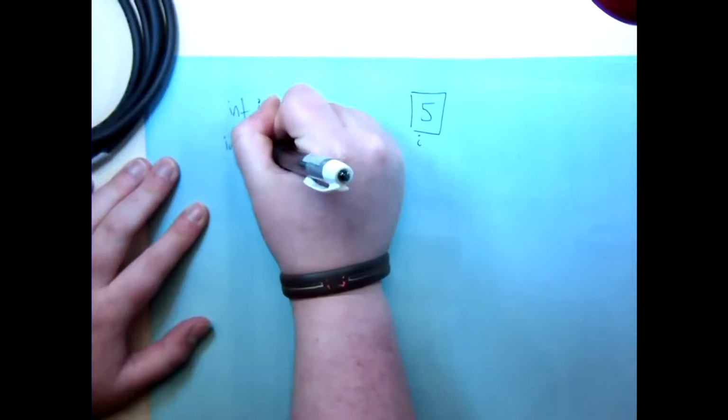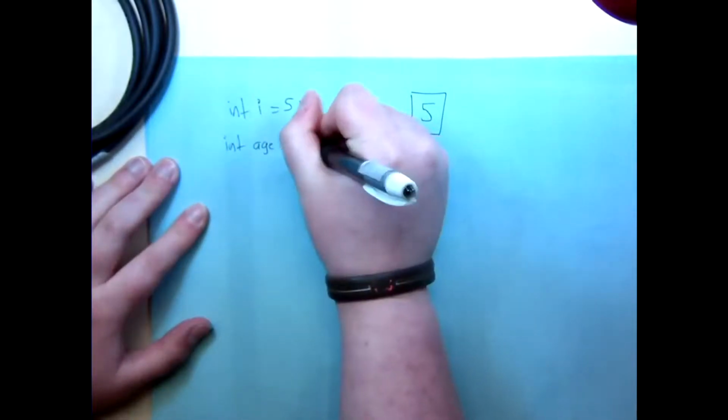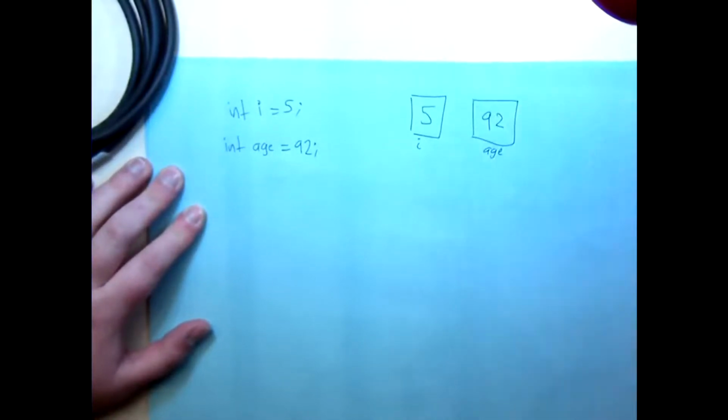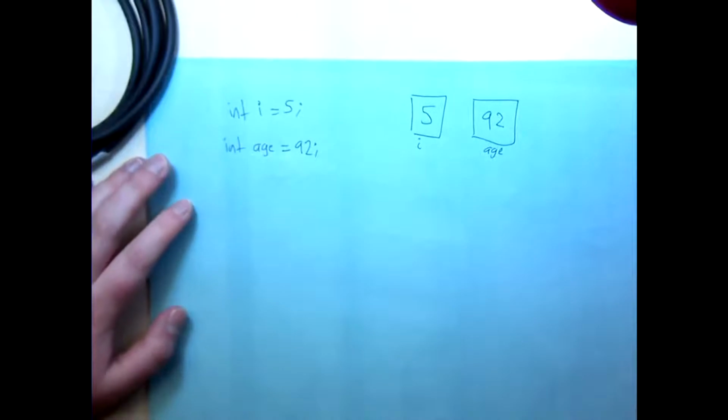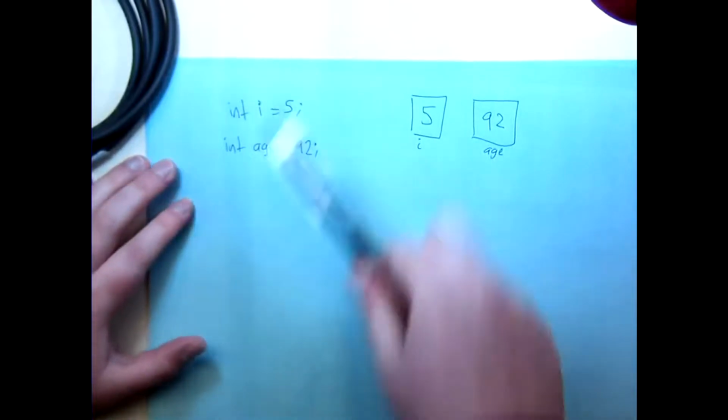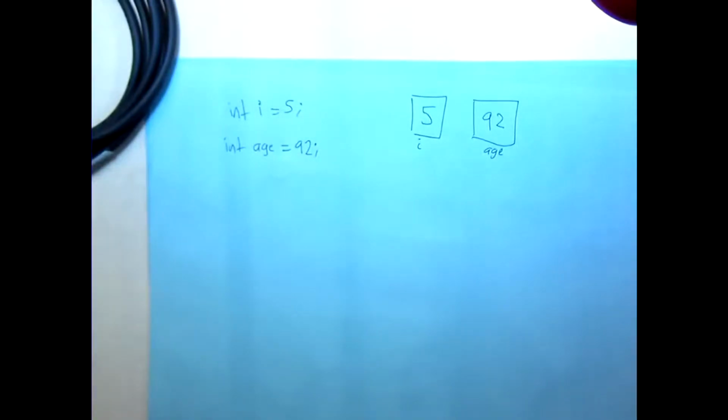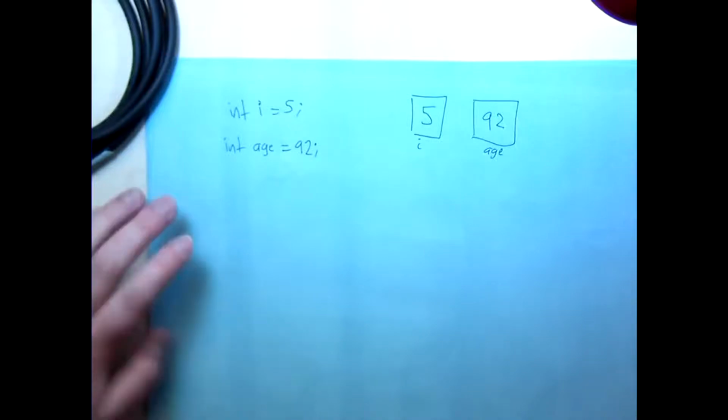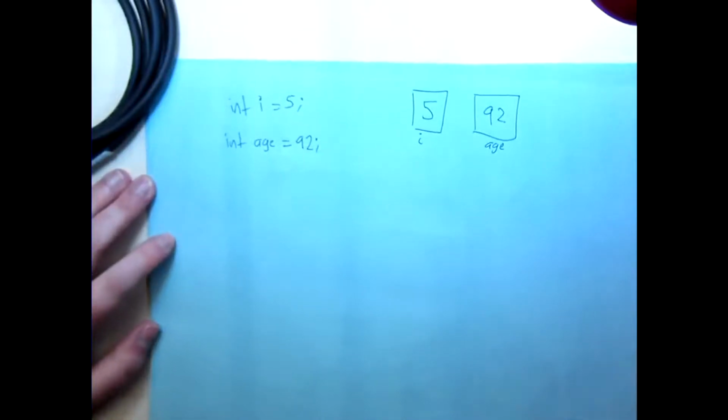So I might say something like int age equals 92. Someone's age might be 92. So I could have another box that's called age and has the number 92 in it. In my program, every time I make a variable, I'm just getting another box that I can put things in. I can also change the things that are in my variables.